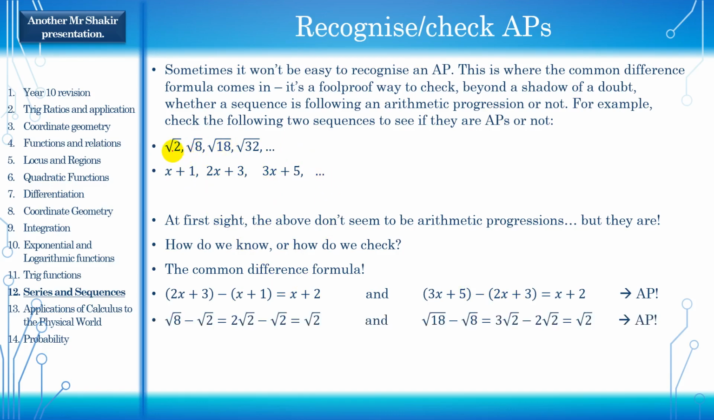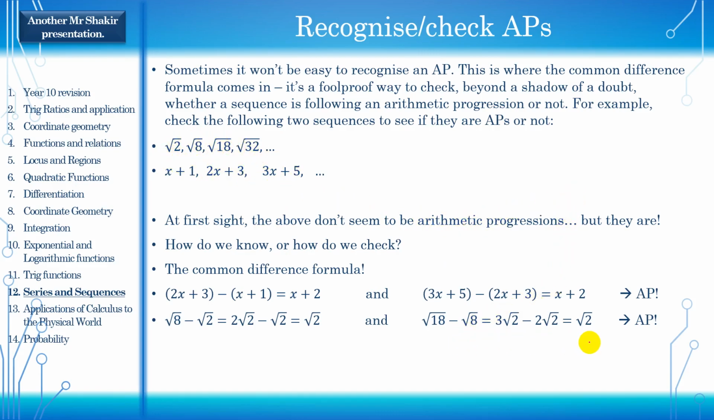Similarly, over here, square root of 2 and square root of 8. Well, square root of 8 is square root of 4 times 2, which is 2 root 2. 2 root 2 minus root 2 gives us a difference of root 2. And the next is 3 root 2, because 9 times 2 is 18, and the square root of 9 is 3. If you're not quite sure, just go and revise surds. You do need to be really good with surds. It's a basic skill. Anyway, the point is, we do square root of 18 minus square root of 8, and we check, is that equal to square root of 8 minus square root of 2? Is there a common difference?